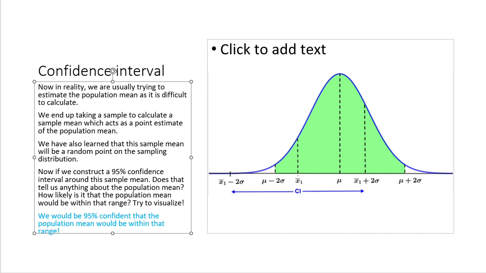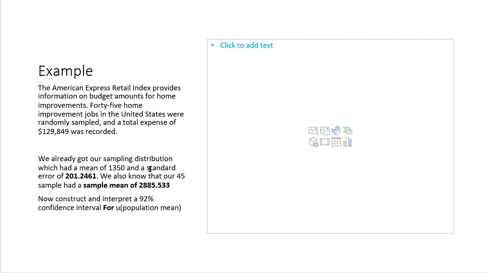So let's further solidify this with an example. We've got the same example, the American Express retail, same sample. We got 3050. The question is telling us to construct and interpret a 92% confidence interval for mu. So not a confidence interval of mu, but for mu. We're trying to find mu, so we draw a confidence interval around the sample mean. Let's try doing this.